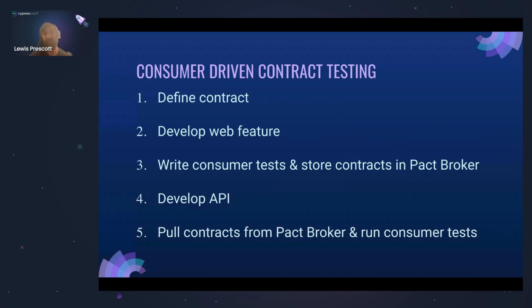So this is the process just written down. So as I mentioned, you could be developing the web feature or the app feature in sync with the API, but ultimately the consumer test needs to come first, right? The web tests, so that we have those contracts in place because they generate the contracts, and then once we've developed the API and that's available, then those tests can be pulled down and run as part of the tests for that service, and so you can verify that the two systems work together.